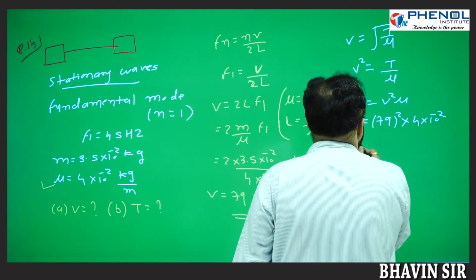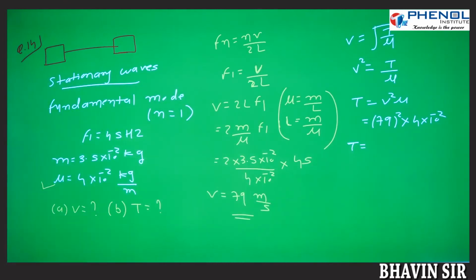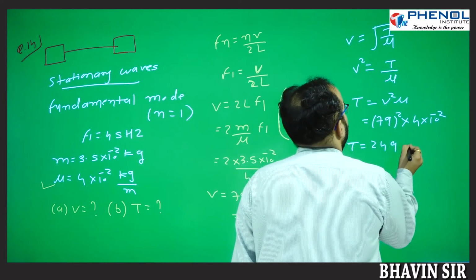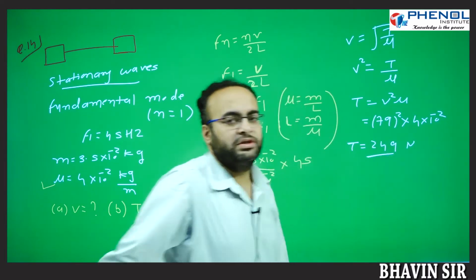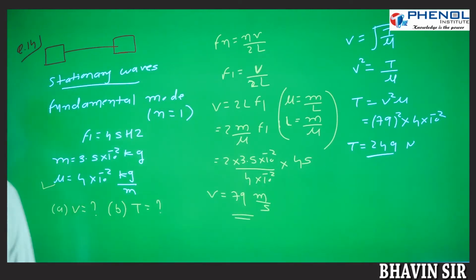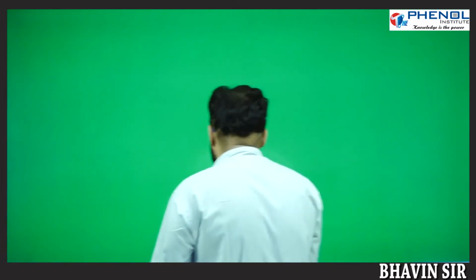4 into 10 raised to minus 2. Chalo, so what is the tension? 249 Newton. What is the tension? 249 Newton. Okay, chalo, so that is the question on frequency of stationary wave. Chalo, now see the next, students.